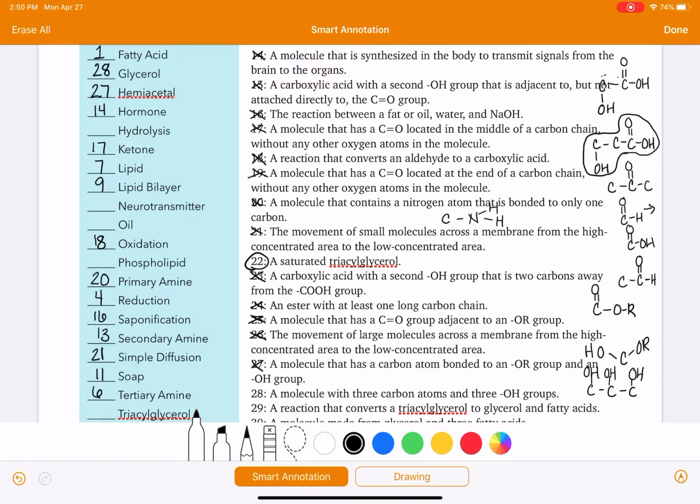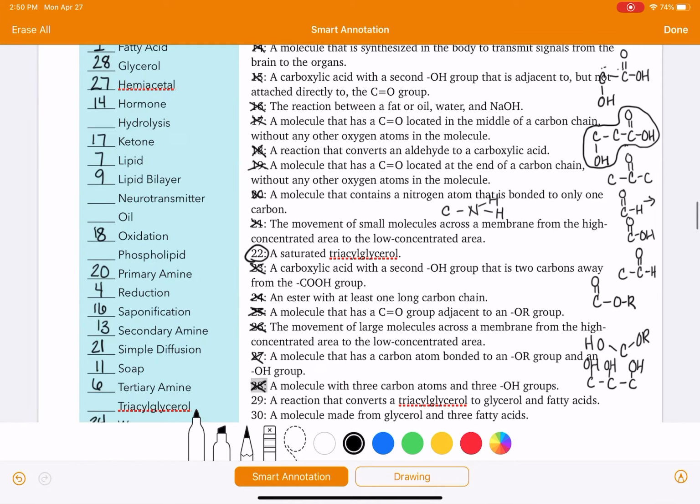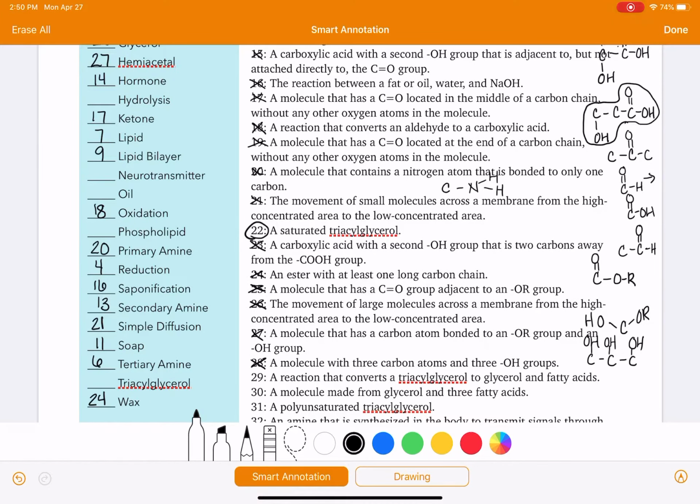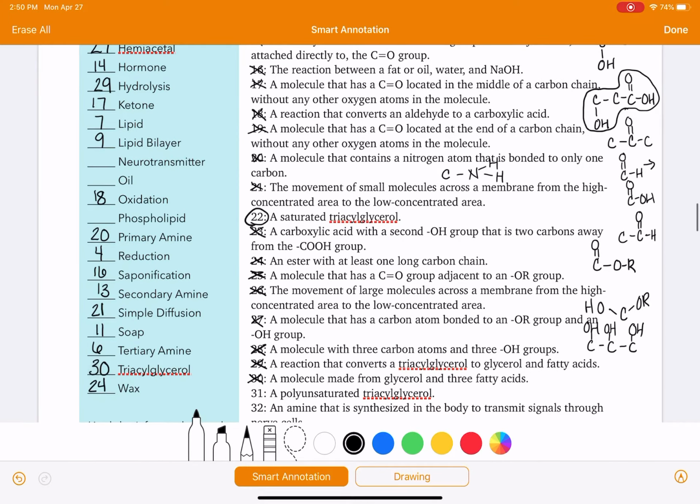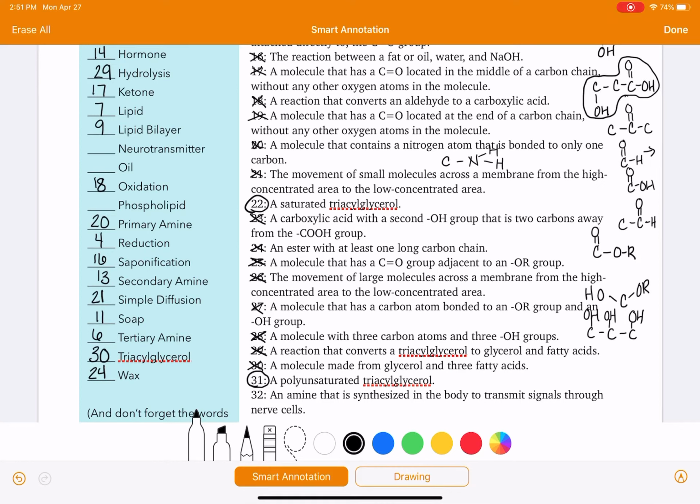A reaction that converts a triacylglycerol to glycerol and fatty acids, that's hydrolysis. A molecule made from glycerol and 3 fatty acids is a triacylglycerol. A polyunsaturated, let's hold on to that one, triacylglycerol. An amine that is synthesized in the body to transmit signals through the nerve cells is a neurotransmitter.